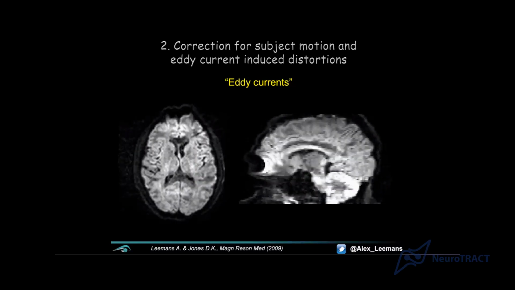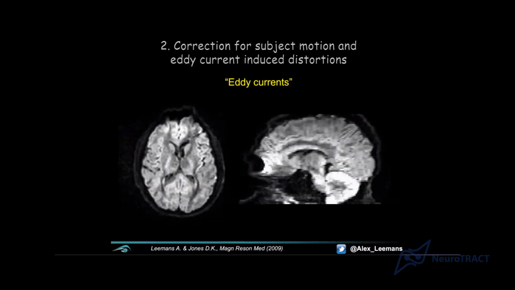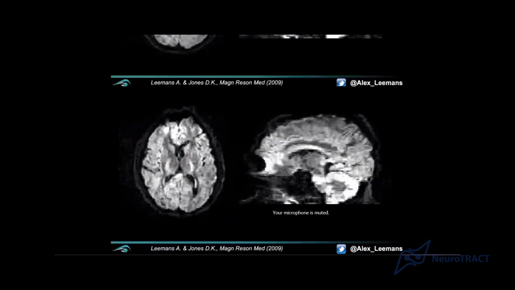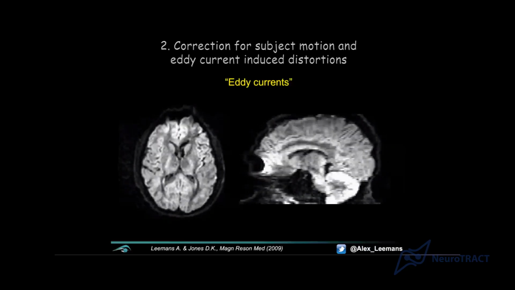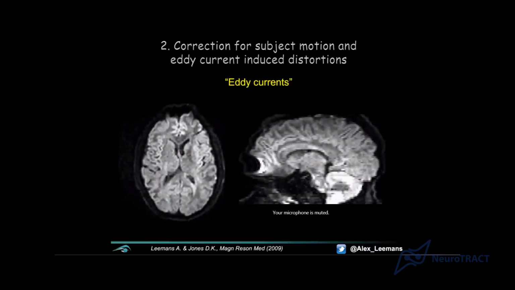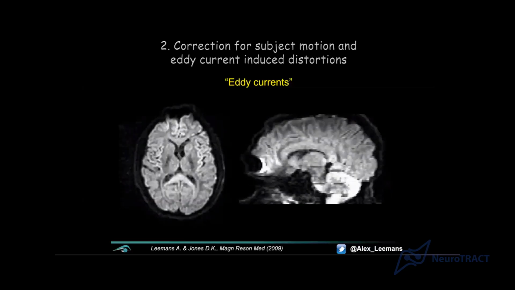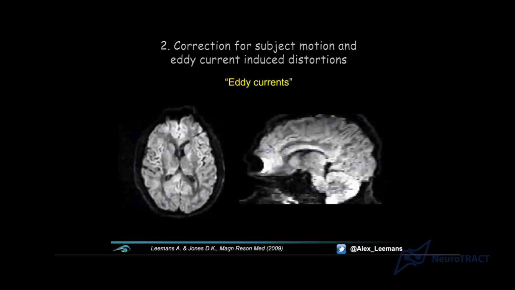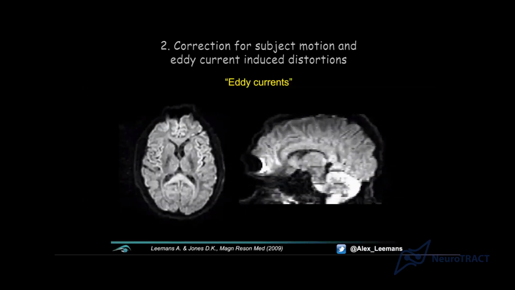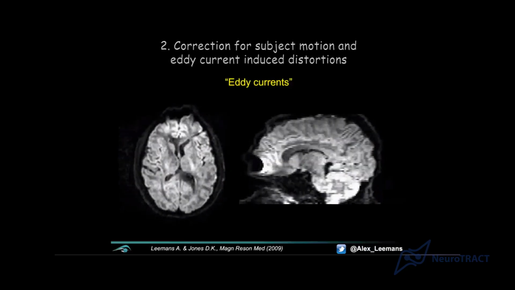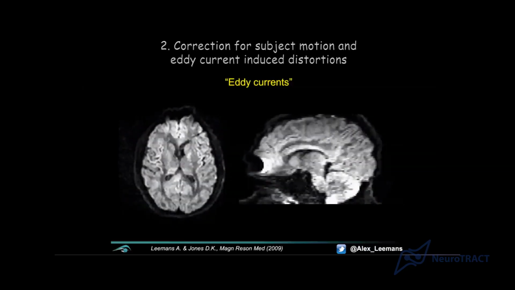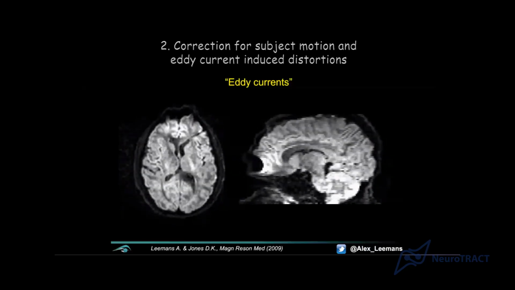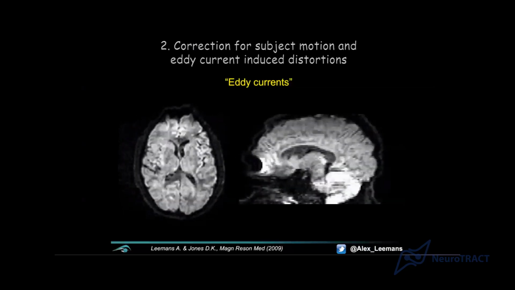Okay, so that's subject motion, but in the same procedure we also tend to correct for what are called eddy currents. This is an example where there's a very pronounced eddy current artifact. By the way, eddy is not the name of a guy. Eddies are like little swirls of vortices. These eddy currents basically cause the reconstruction of the data to be not at the right position in space. So there's a k-space issue, call it that way.